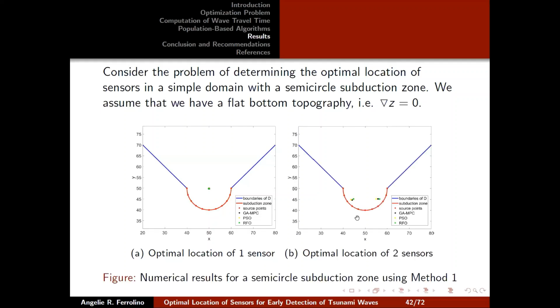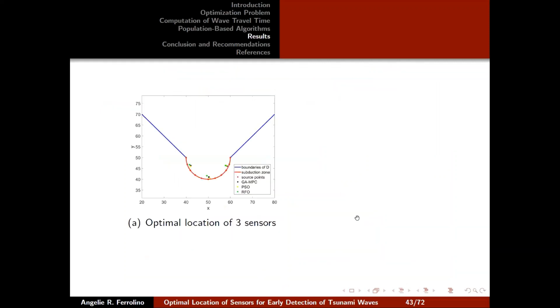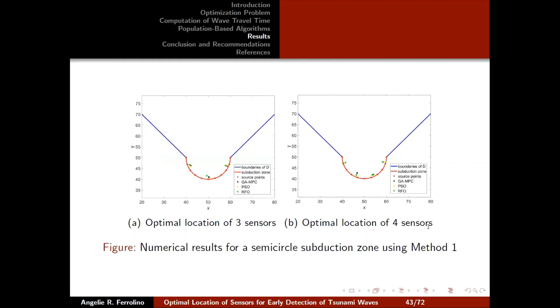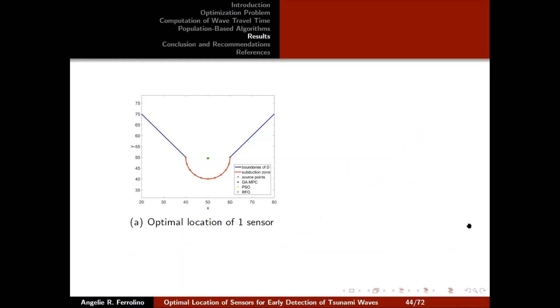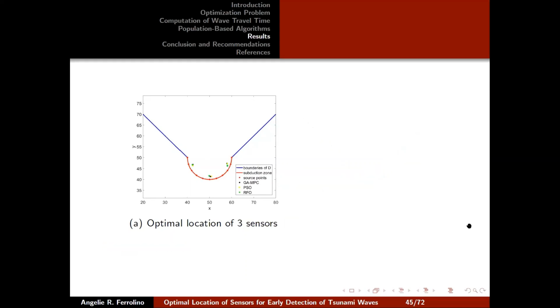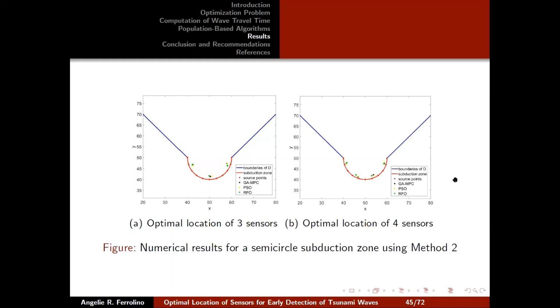Here is the optimal location of 2 sensors, 3 sensors, then 4 sensors. And we note here that when the number of sensors increases, they mimic the shape of the subduction zone. Also note here that the black, yellow, and green points are the optimal locations attained using GA-MPC, PSO, and RFO respectively. Moreover, the numerical results presented in this slide and in the previous slide are attained using the first method. Now for the second method, this is the optimal location of one sensor, two sensors, three sensors, and four sensors. And from here, we can see that both method 1 and method 2 exhibit similar results.